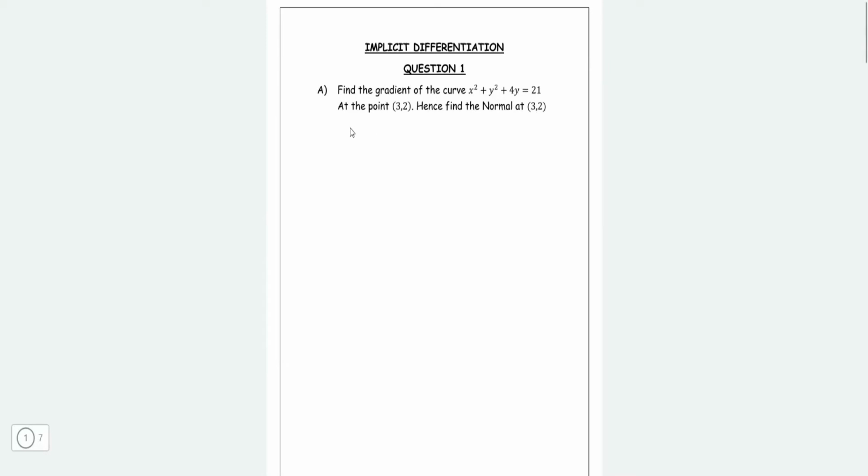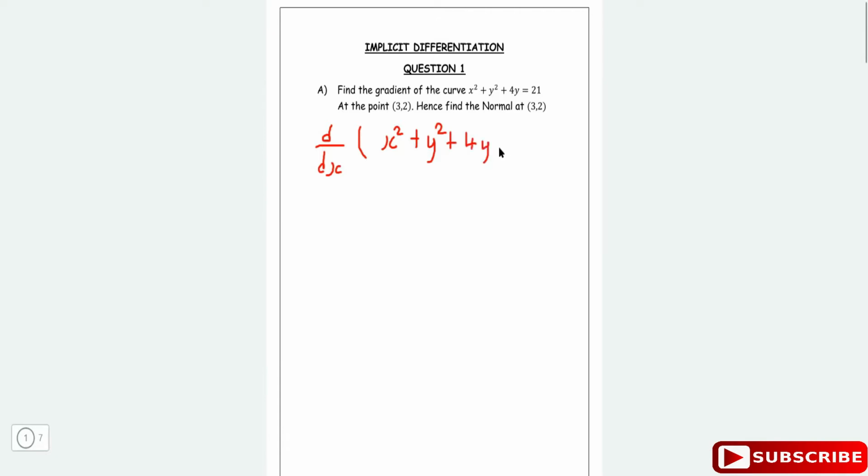It says find the gradient of the curve. We know the gradient of the curve is dy by dx. So the first thing we're going to do is differentiate both sides with respect to x. We have to differentiate x squared plus y squared plus 4y equals 21 with respect to x.